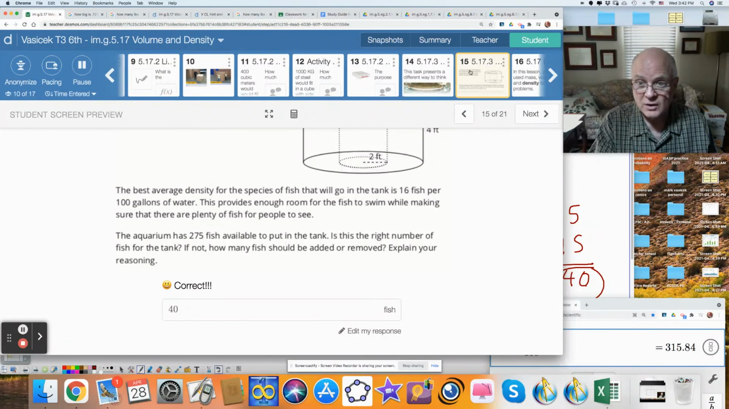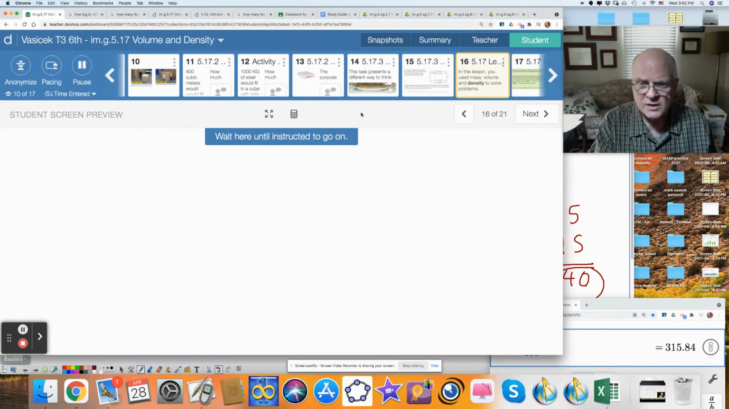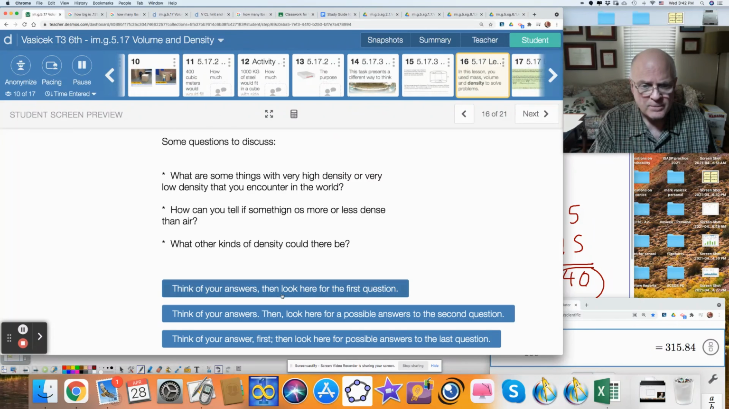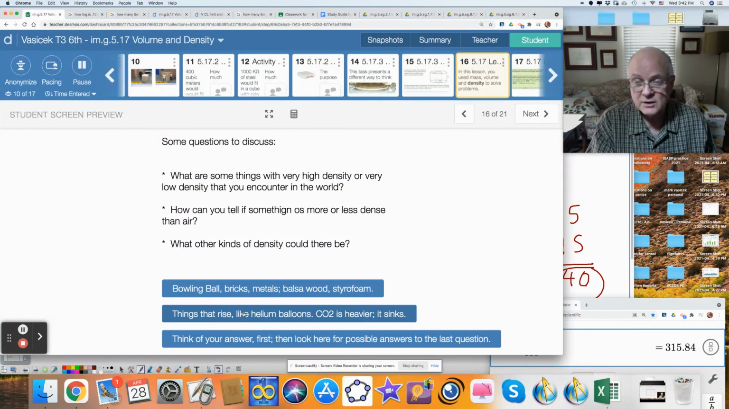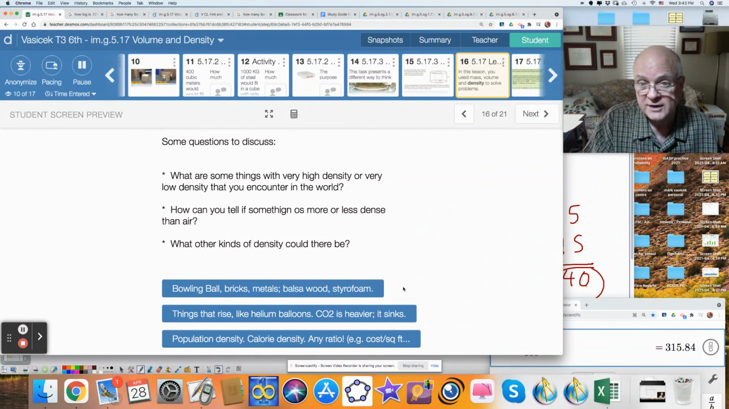Good. Okay. In this lesson, we used density. What are some things with very high density in the world? Well, there's bowling ball, brick, very lightweight balsa wood, styrofoam. How about think of something you can tell me is more or less dense than air? Is there anything that you could think of? Well, helium. Helium rises. CO2 is heavier. It sinks. What other kind of densities could there be? You could have things like a population density or a caloric density or any kind of ratio.